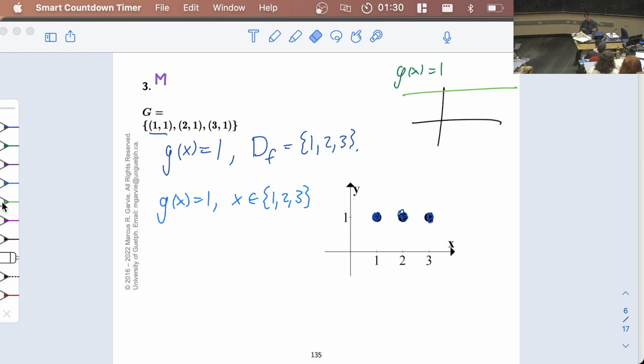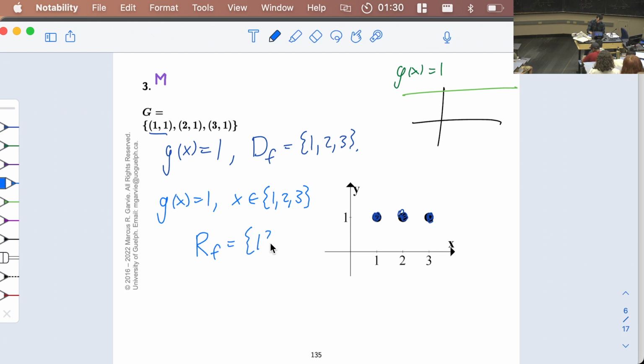So that's the function we're talking about. It's the function that's always 1. The domain is the set {1, 2, 3}. The range of this function is super easy. The range of g is just {1}. The only possible output you can get is 1. Nice and easy function. So be careful, it's not this guy.